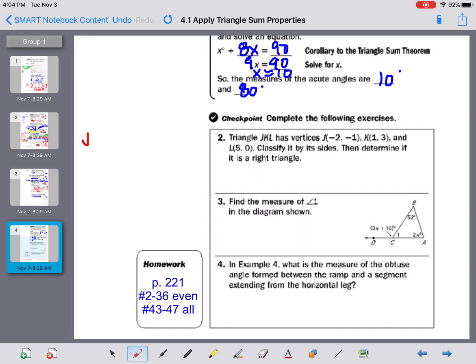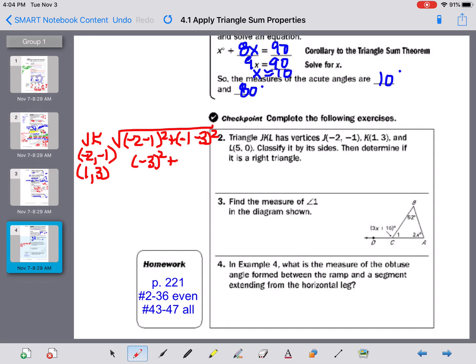So we're going to do 3 of them. We're going to do JK, we're going to do KL, and we're going to do JL. So for JK, I'm looking at -2, -1, and 1, 3. So subtract those x's, -2 minus 1. Subtract those y's, -1 minus 3. -2 minus 1 is -3. -1 minus 3 is -4. -3 squared is 9. -4 squared is 16. Always positive, because a negative times a negative is always positive. 9 and 16 makes the square root of 25.